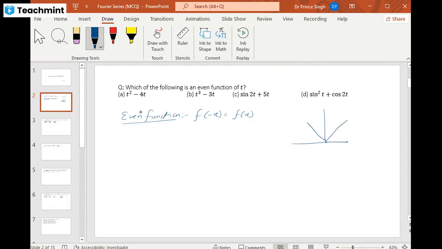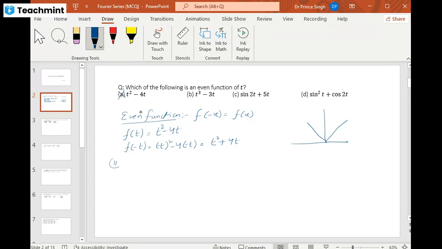So let us consider the first function here. Our first function f of t is t square minus 4t. If I replace t with minus t, then this is minus t whole square minus 4 times minus t. This is equal to t square plus 4t. So definitely this is not an even function.